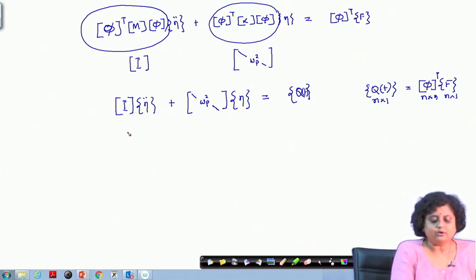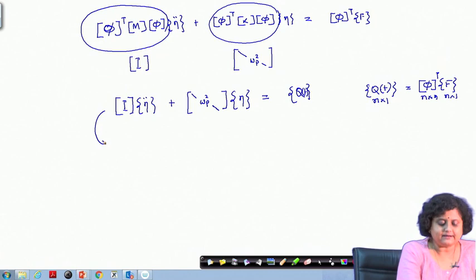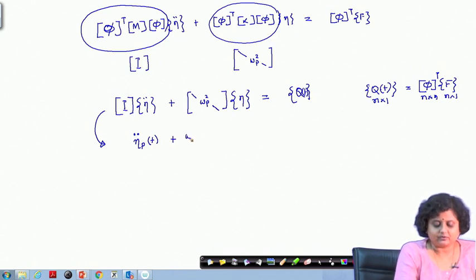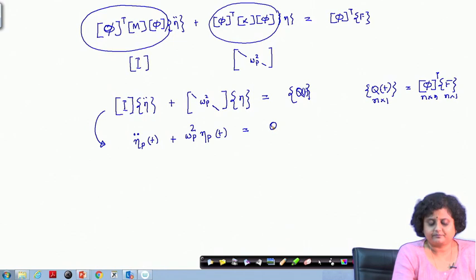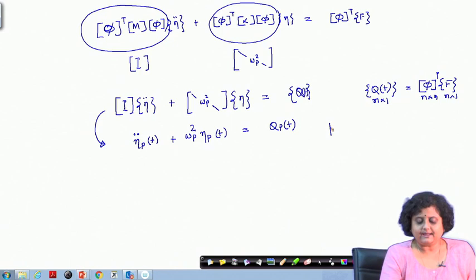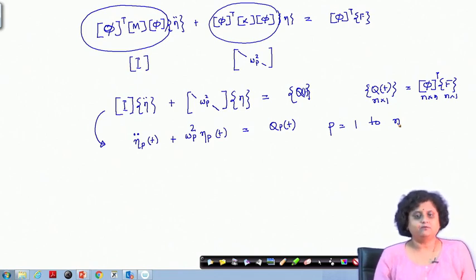Okay. So, now therefore, this entire set of matrix equations can be written as a set of ordinary differential equations, where p is equal to 1 to n, where n is the total number of degrees of freedom.